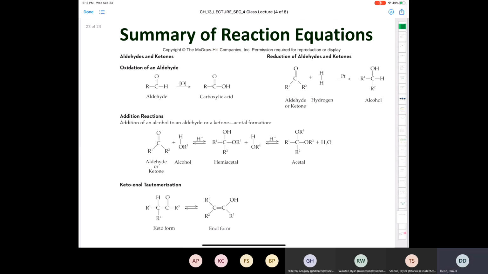A picture is worth 1,000 words. And here are some of the reactions being shown in equations. An aldehyde being oxidized to a carboxylic acid. An aldehyde or a ketone being reduced with hydrogen. Here they've chosen platinum. And if the person had put palladium or nickel, that would be perfectly acceptable.